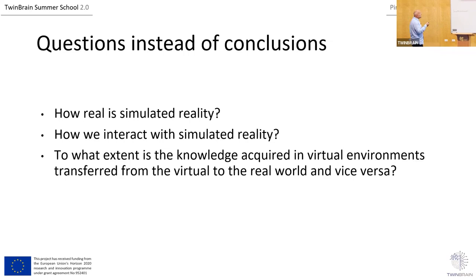Near the end, I won't conclude anything concretely, but I will ask some questions. How real is simulated reality? In this example, we see that the same simple movement is not processed in the same way in virtual and real reality. How exactly do we interact with simulated reality? Is it connected with the previous questions? In the same way, or do we use different centers in the brain? To what extent is the knowledge acquired in virtual environments transferred from the virtual to the real world and vice versa?